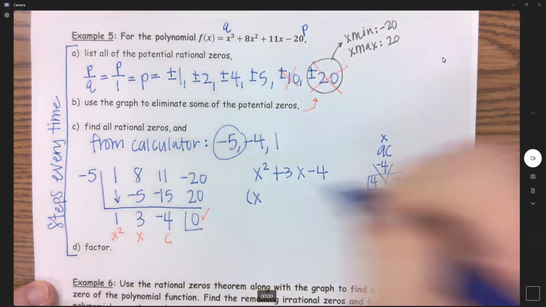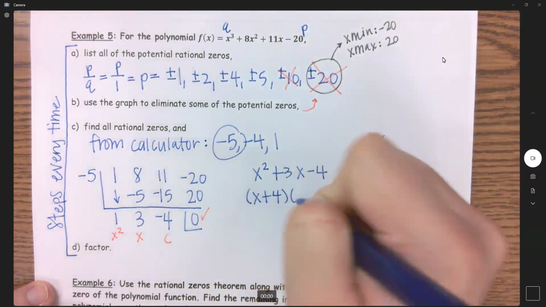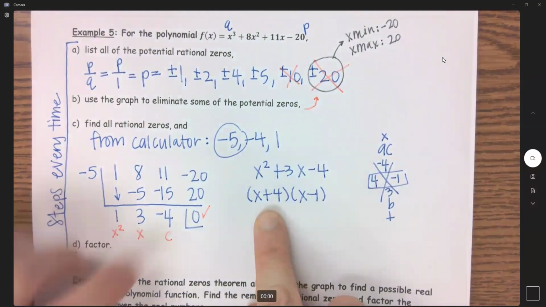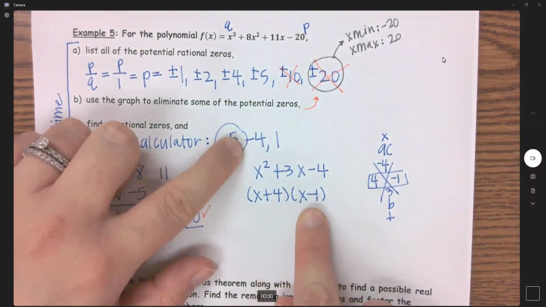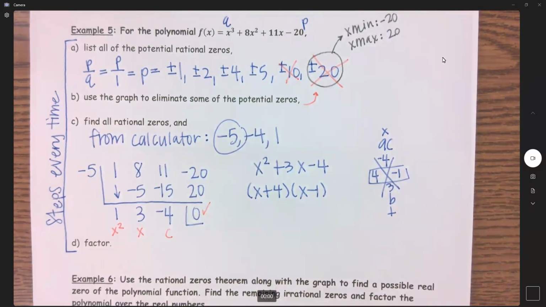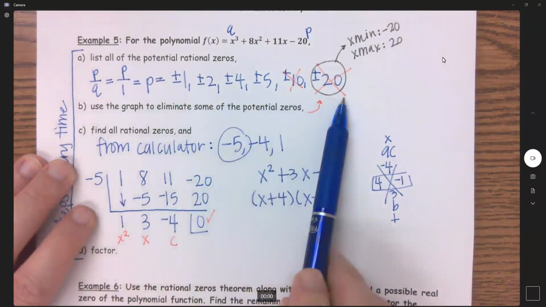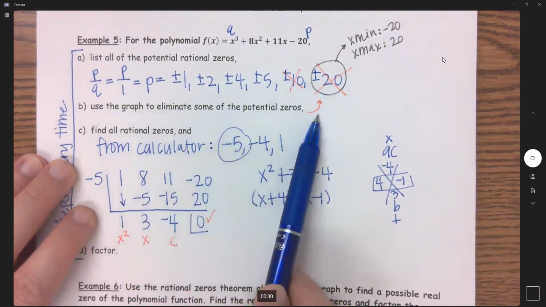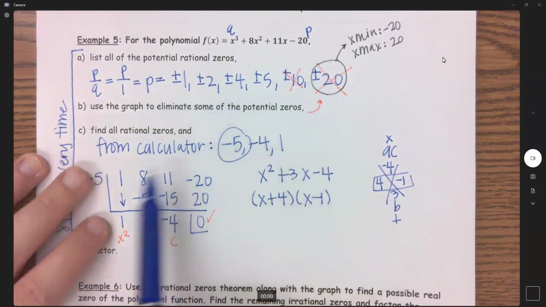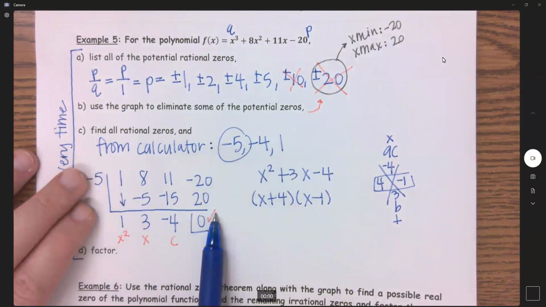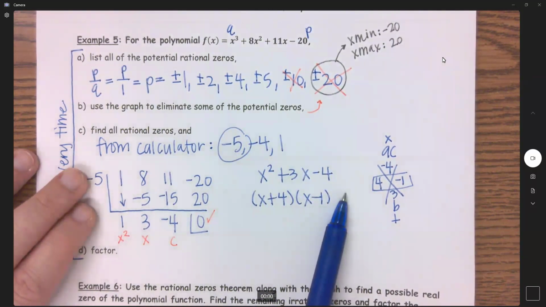We get x plus 4, x minus 1. When you set this equal to 0, you get -4. When you set this equal to 0, you get 1. So in the future, what's going to have to happen, we're going to list our potential rational zeros. We're going to eliminate some to zoom in a little bit better. We will only be able to see one rational zero. We'll have to divide it out and then solve whatever quadratic quotient we have left.